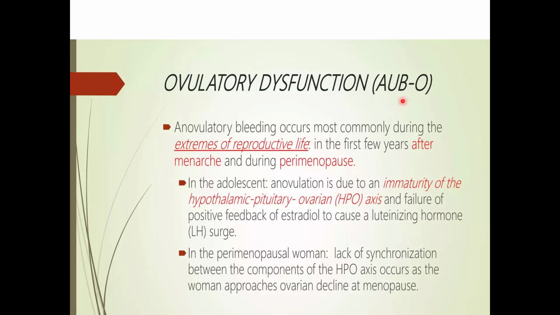Anovulatory bleeding occurs most commonly during the extremes of reproductive life: in the first few years after menarche and during premenopause. In the adolescent, anovulation is due to immaturity of the HPO axis, meaning the hypothalamic-pituitary-ovarian axis, and failure of positive feedback of estradiol to cause a luteinizing hormone surge. In the perimenopausal woman, lack of synchronization between the components of the HPO axis occurs as the woman approaches ovarian decline at menopause.